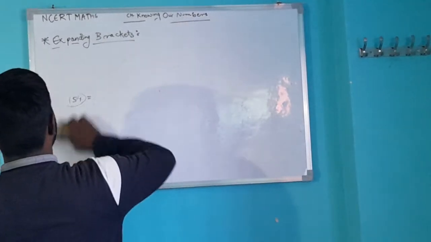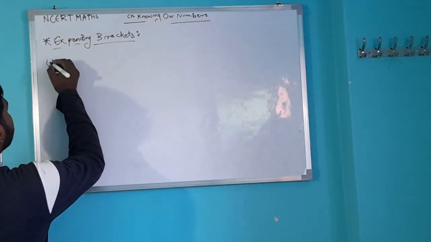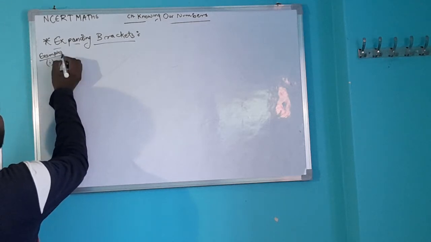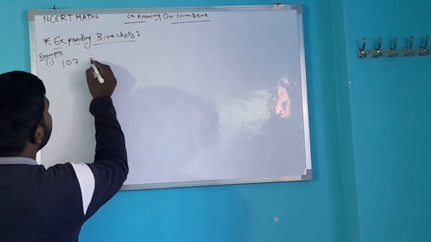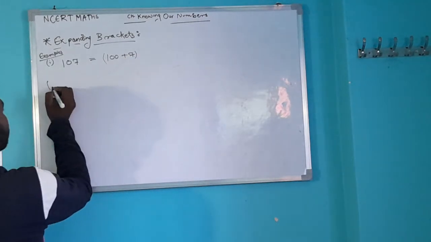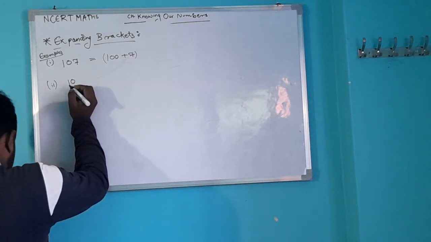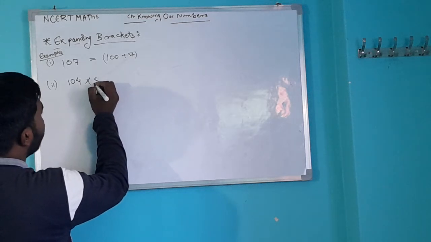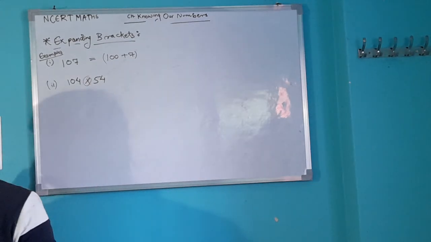Let's understand this more easily by taking some example questions. Our first one is 107, which is very easy. We write it as 100 plus 7. Our second part is 104 into 54. Here we have a multiplication symbol.